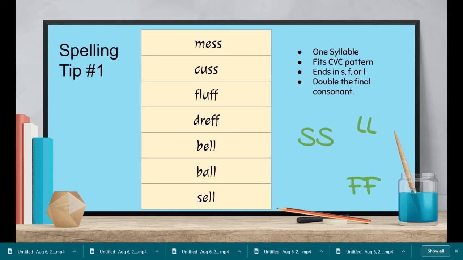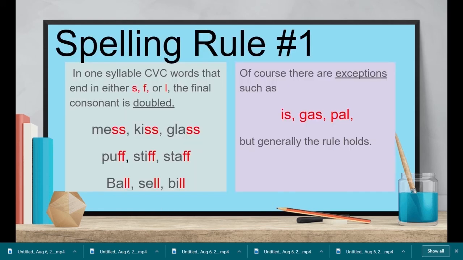But what we want to work on for today are some of the spelling rules. And this one is about CVCs that end in S, F, or L. When we end a CVC in S, F, or L, we have to double the final consonant, right? There's a reason for that, which we'll explain later as we get into the rules, right? So a one-syllable CVC word that ends in S, F, or L, the final consonant is doubled. Here's a list of words that fit that. And of course, as always in English, there are exceptions such as is, gas, and pal. But generally, this rule will hold.